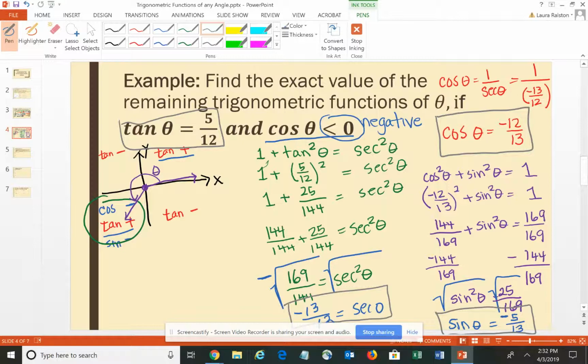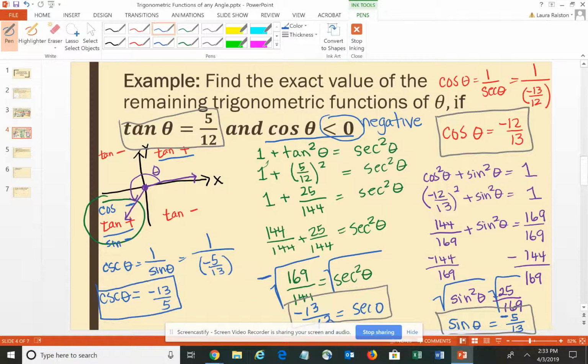So there's number 4. To get number 5, I remember that sine is the reciprocal of cosecant. So cosecant is 1 over sine. So I would have 1 divided by negative 5/13, which ultimately gives me negative 13 over 5. So the cosecant of theta is negative 13 over 5. And I've got one more.